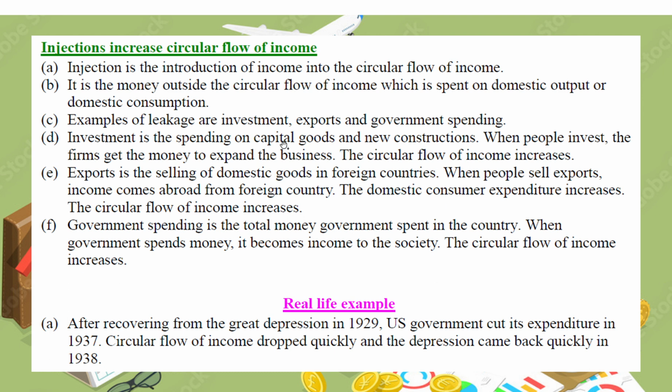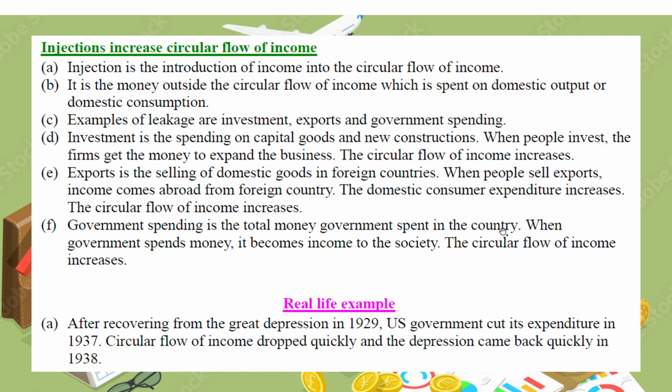Investment is the spending on capital goods and new construction. When people invest, they get the money to expand the business, and the circular flow of income increases. Export is the selling of domestic goods in foreign countries, so people get money from foreign countries. When people sell exports, incomes come from foreign countries. The domestic consumer expenditure increases, and the circular flow of income increases. Government spending is the total money the government spends in the country, they inject it back.